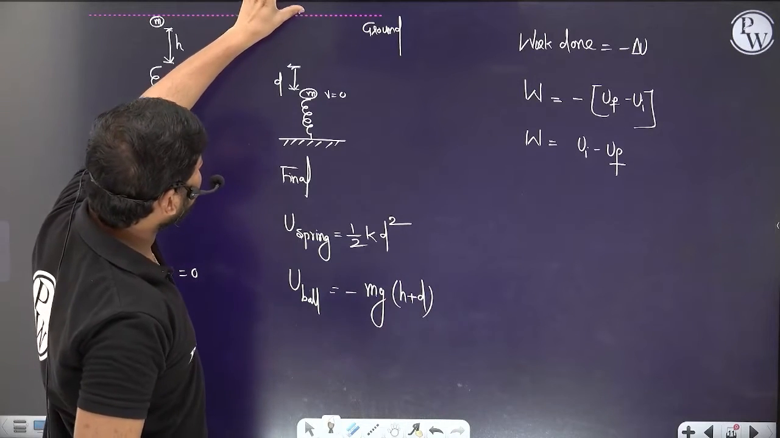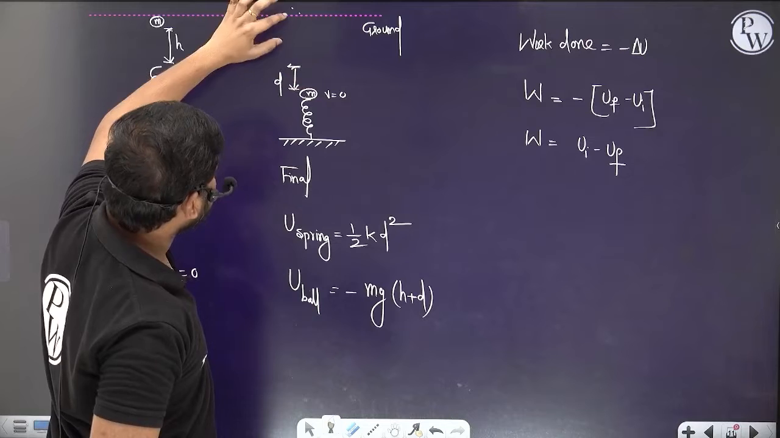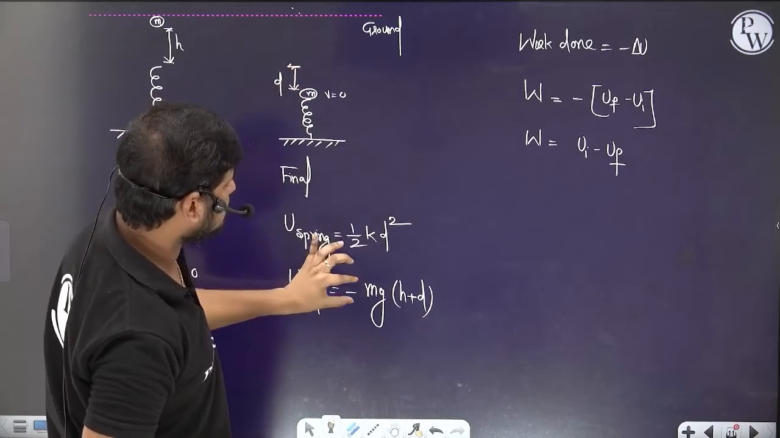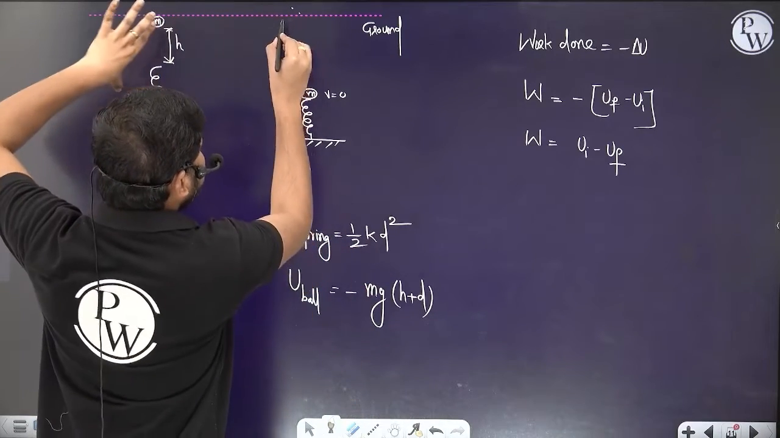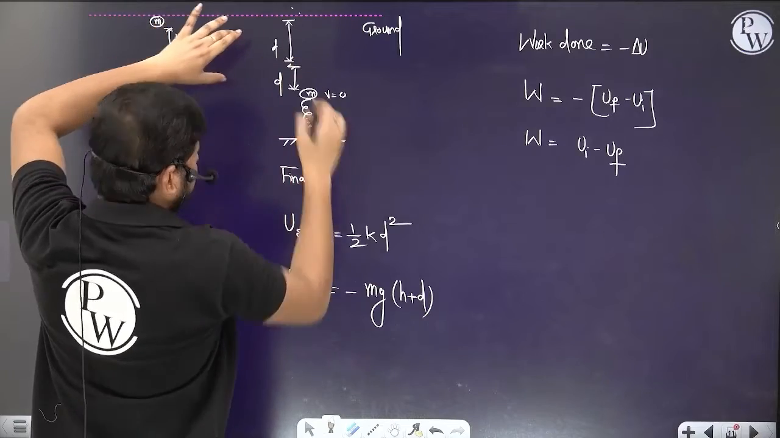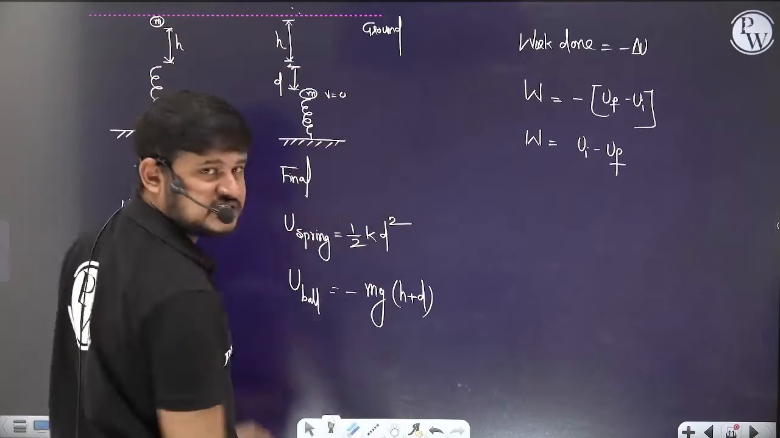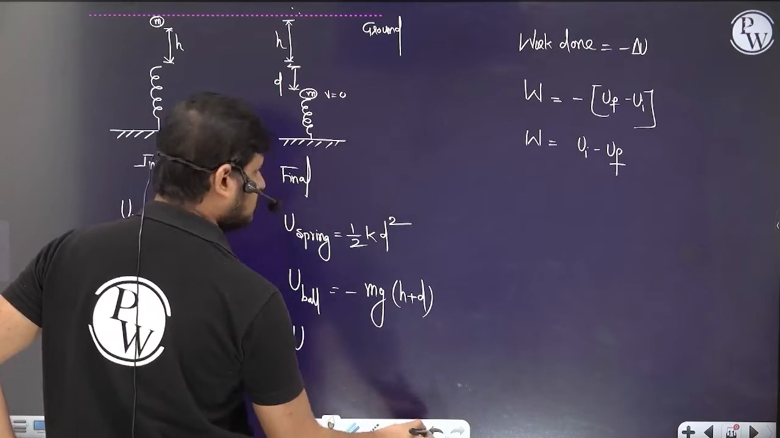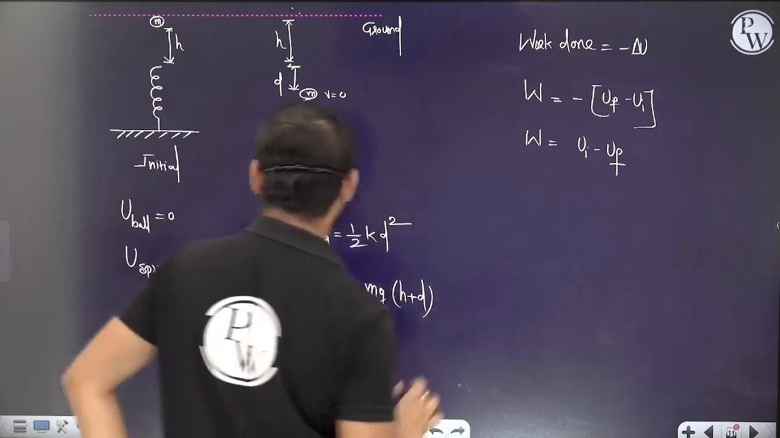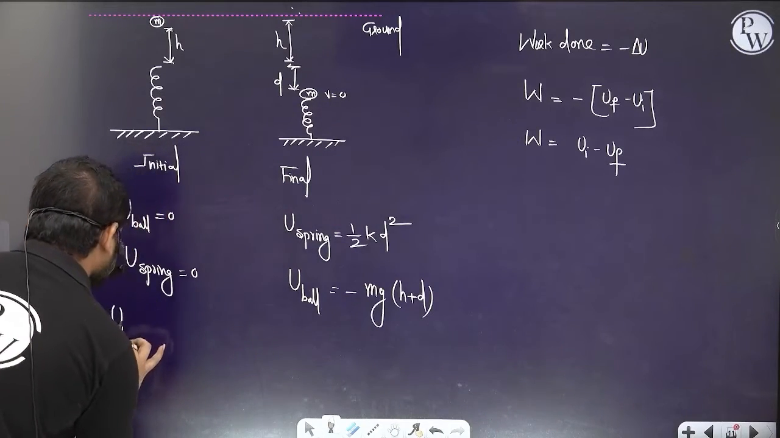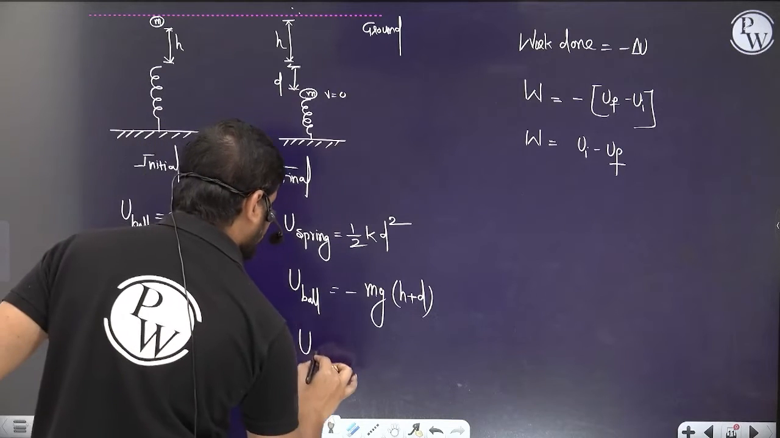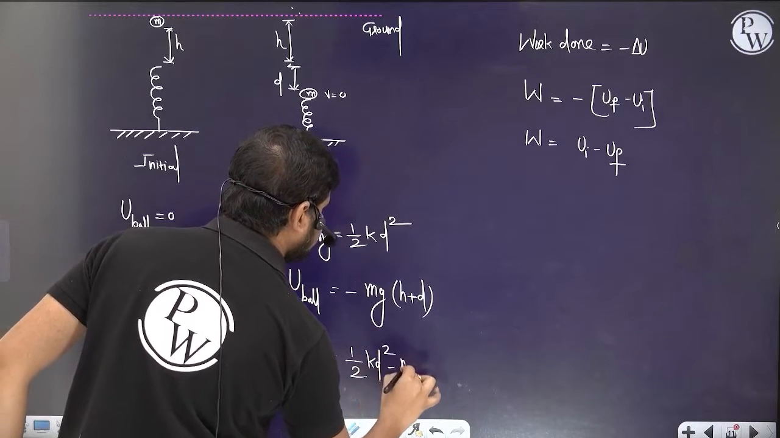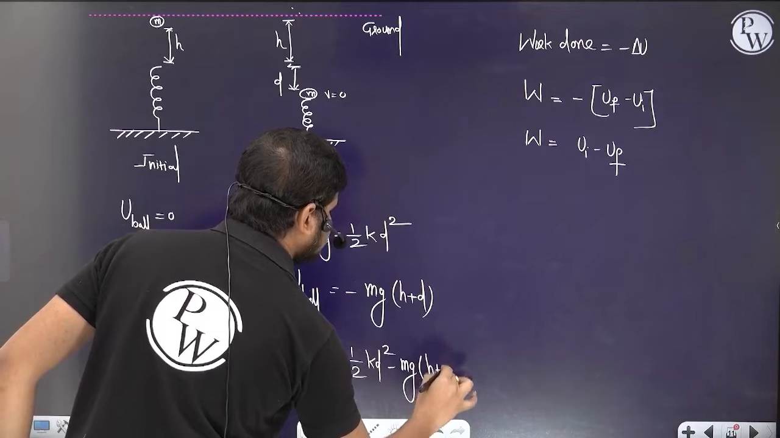Now it fell from here to here, so from here to here it is mgh, and from here to here it is mgd. So total mg into h plus d, this total distance will be h plus d, right? Chal. So now I can write it here. This is the final and this is the initial. So the total initial potential energy is 0, and the total final potential energy will be equal to half kd square minus mg into h plus d, right?